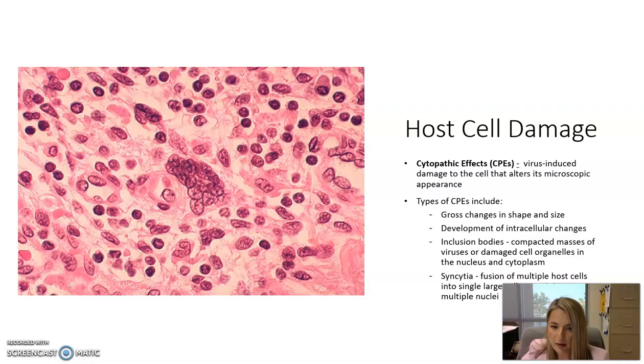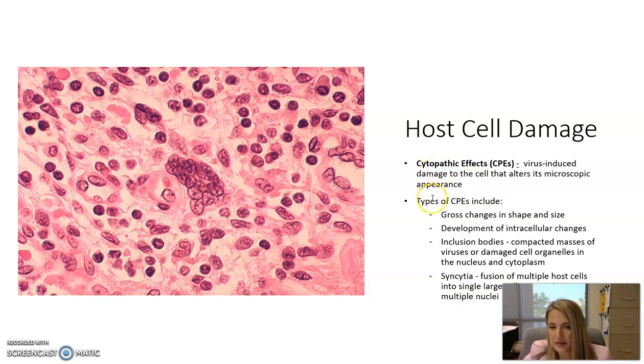So when viruses infect a cell, they obviously damage the cell, and any type of damage that we can see under the microscope is going to be called a cytopathic effect. So if we look at a healthy cell and a cell that's infected with a virus under the microscope, they're going to look different. And any differences that we can see under the microscope within the virus-infected cell, those are going to be called cytopathic effects. There are some specific examples of cytopathic effects, not things that you need to memorize. I'm just more concerned that you know what a cytopathic effect is.